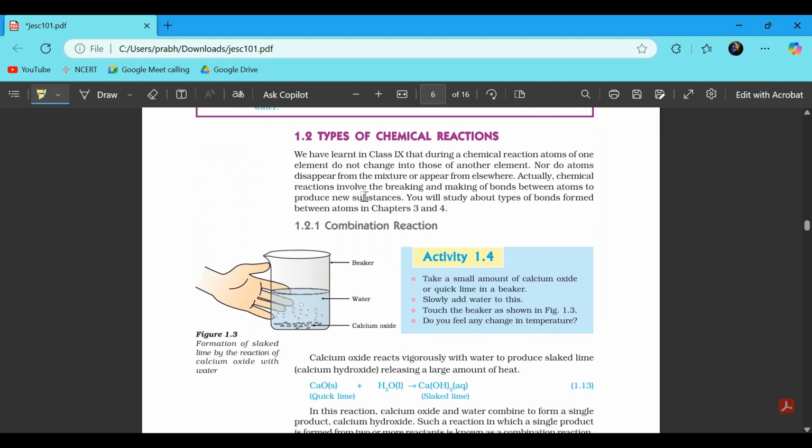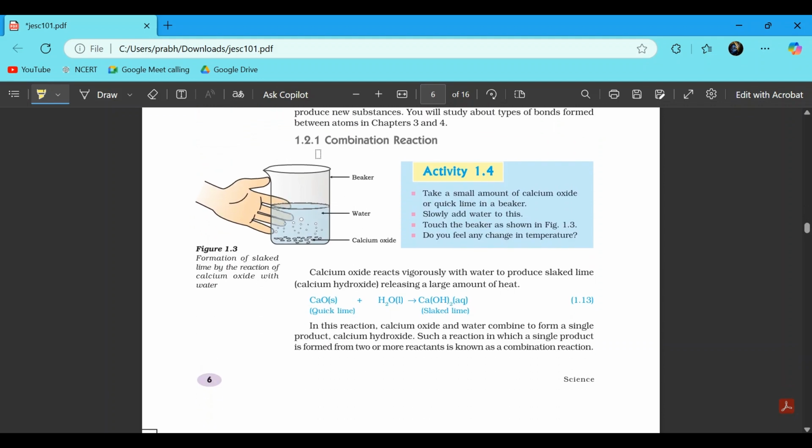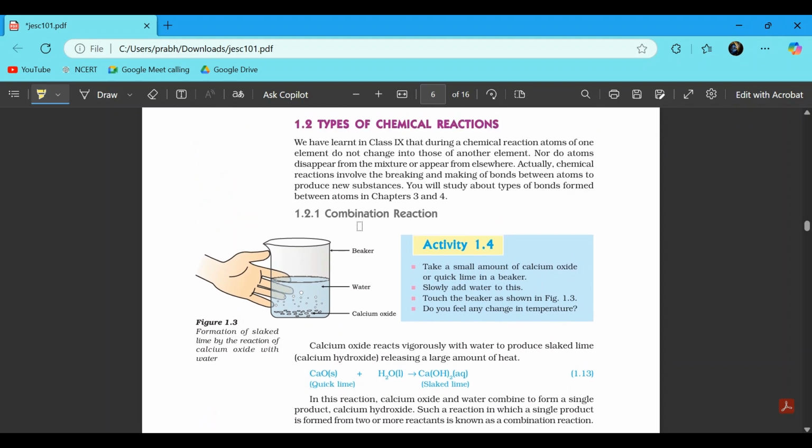And now we are going to discuss the types of chemical reaction. Today we will be discussing the combination reaction. Okay, so what is a combination reaction? As the name suggests, it is a combination, which means two things are combining. Here, calcium oxide reacts vigorously with water, releasing a large amount of heat.